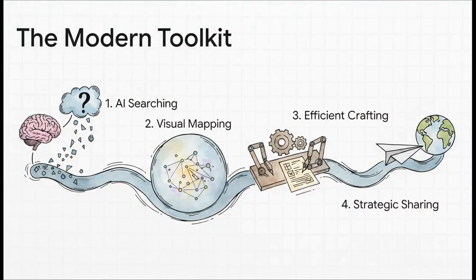First, we have AI searching to ask direct questions and get answers fast. Second, visual mapping, so we can see the connections between papers, not just read endless lists. Third, efficient crafting, where we automate all the tedious parts of writing and design. And finally, strategic sharing, to make sure all our hard work actually finds its audience. See? This isn't just a collection of tools, it's a whole new system.